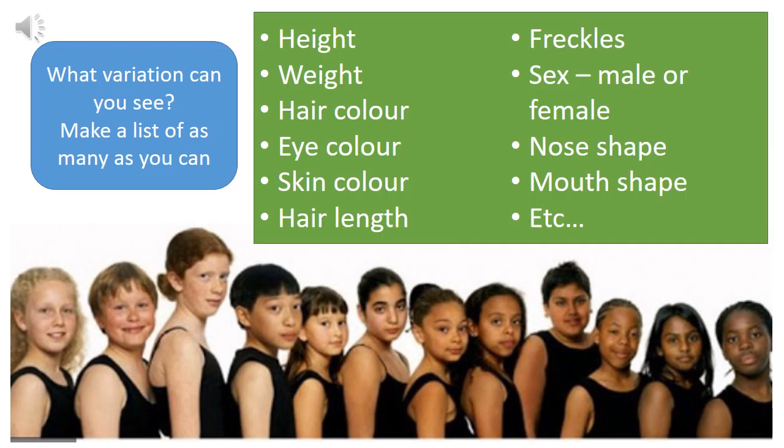Well done. Here are some of the differences that you could have thought of. We've got things like height, weight. You can see that there's a difference in hair colour, eye colour if you're looking really closely, skin colour, hair length, different hair lengths here. Some people have freckles. There are different sexes here, some female, some male, different nose shapes, different mouth shapes, and way, way more. Well done if you got any or all or even more of those. That is absolutely brilliant. So that is variation among a species. As human beings, there is a lot of different variation. We do not look the same as each other, and those are our variations.